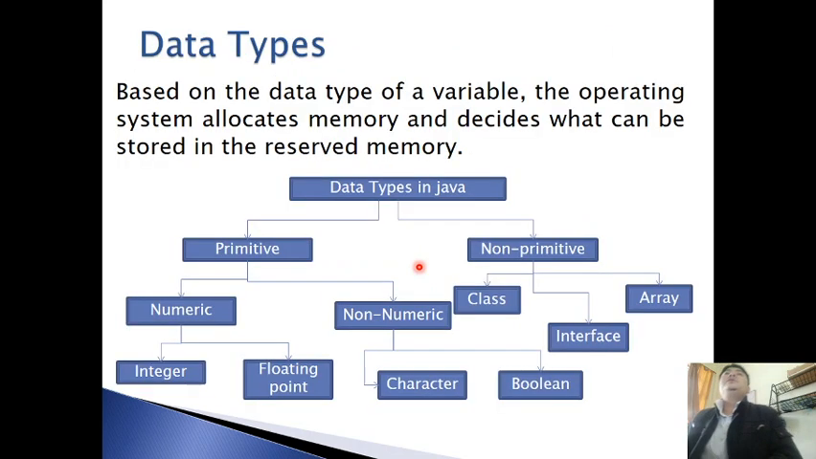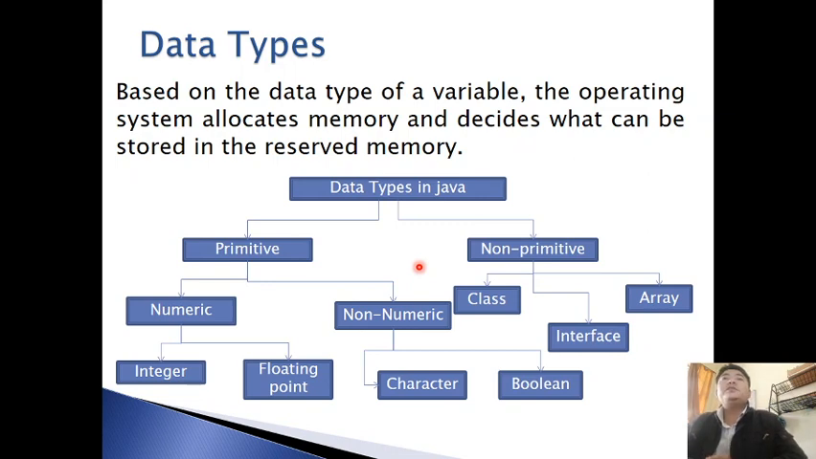Very good. Next is the data type. So what is a data type? A data type in a computer system is a method, a way with which you can store the data.